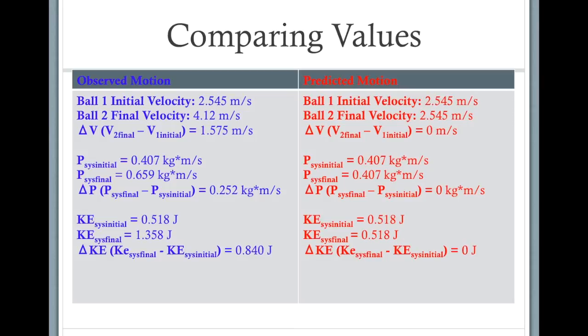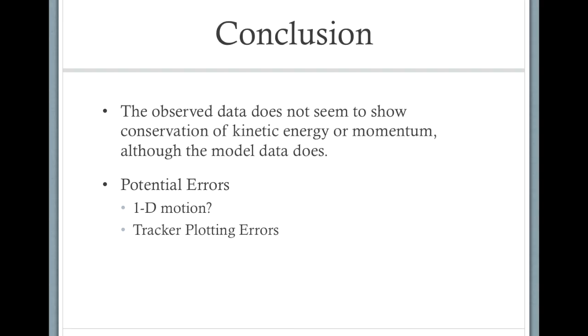As the velocity changes for the observed motion, the momentum also changes, and the change in momentum is equal to 0.252 kilograms times meters per second, while in the predicted motion, the change in momentum is equal to 0 kilograms times meters per second. Lastly, kinetic energy is equal to 1/2 mass times the velocity squared. The change in kinetic energy is equal to 0 joules for the predicted motion, while in the observed motion, the change in kinetic energy is equal to 0.840 joules. In conclusion, I'll reiterate that the observed data does not seem to show the conservation of kinetic energy nor the conservation of momentum, although the model data seems to.